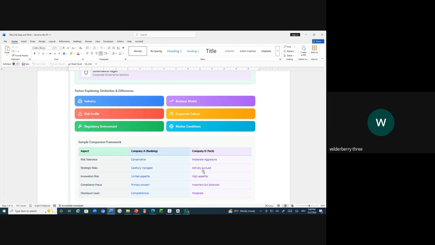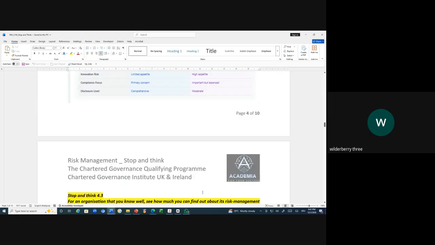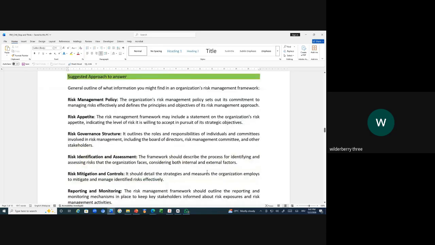Compliance also needs to be tightened much more, in my opinion, when it comes to banking, really to target the right people and not to target innocent people and make life miserable for them. Disclosure level is comprehensive, whereas for tech it is moderate. That's just to give you a highlight.